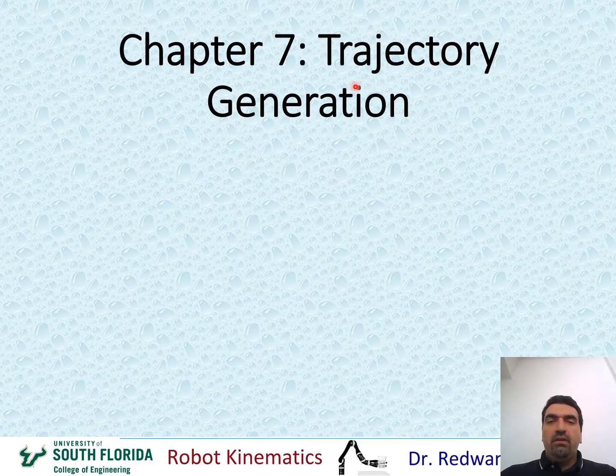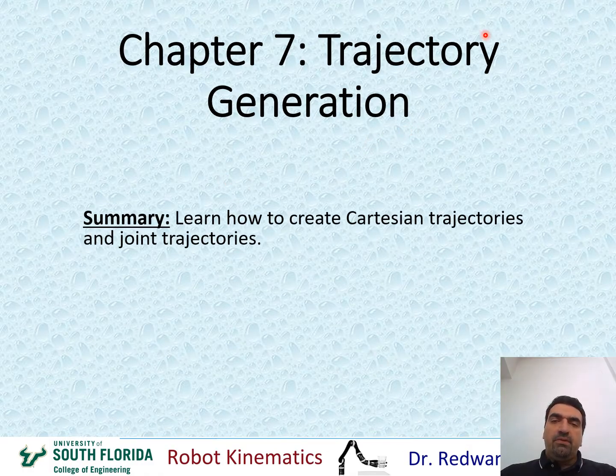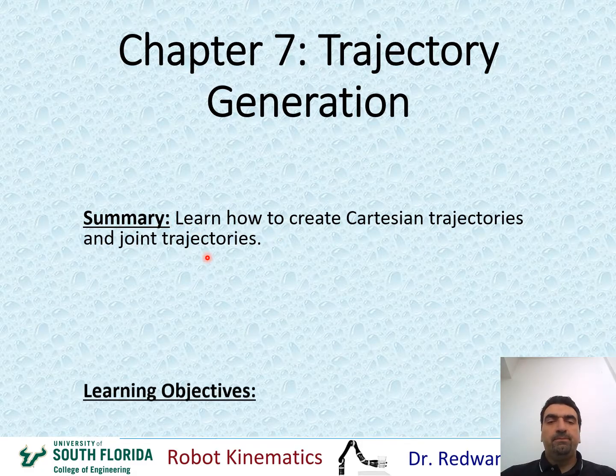And today I'm going to talk about Chapter 7, Trajectory Generation. We're not going to cover the whole chapter in the reference book, but we're going to cover some aspects of the chapter in a slightly different way. And the main purpose of this is just to get some simulation going. So we need the trajectory to realize the simulation. So in summary, we're going to learn how to create Cartesian trajectories and joint trajectories. Cartesian trajectories are for end-effector Cartesian coordinates, and joint trajectory for the joint domain for each joint of your robot.